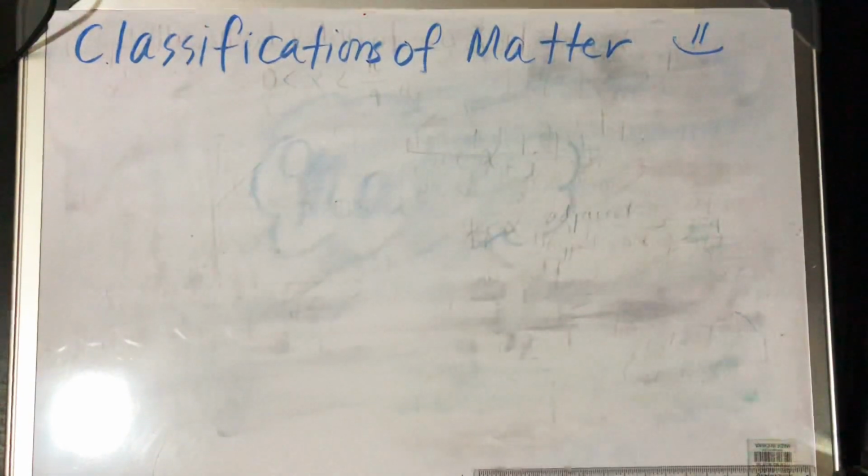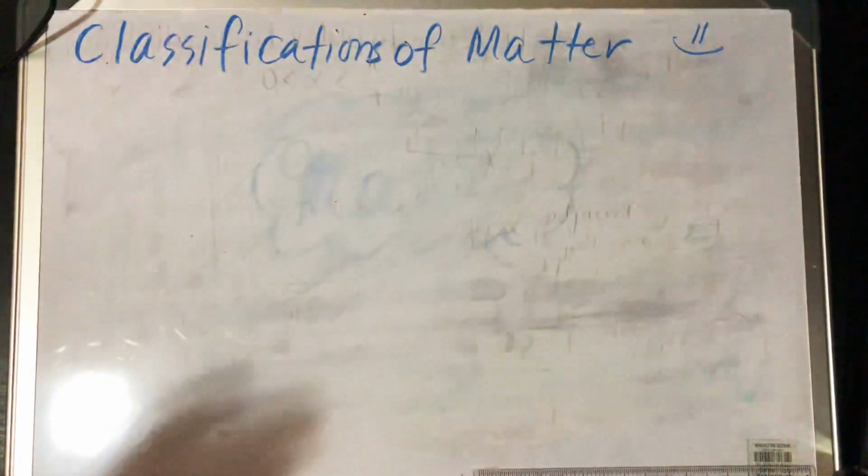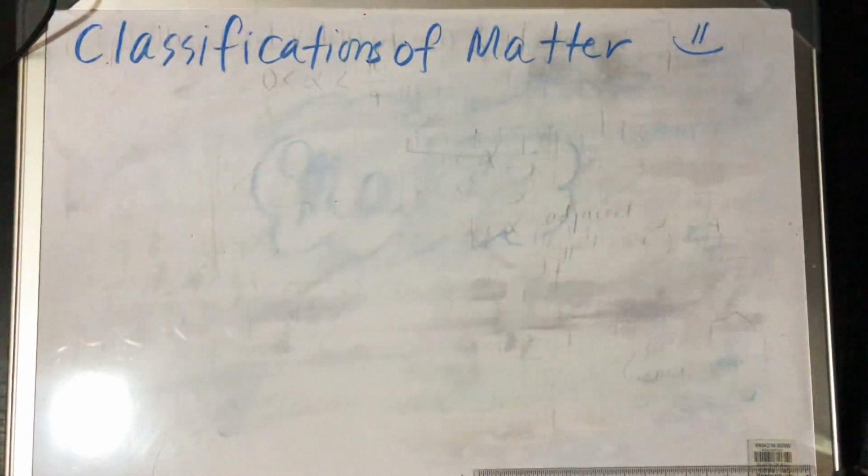Alright, now let's discuss the classifications of matter. We defined matter as everything. It is everything that we see on the street, like the trees, the cars, even those things that we can see at home, in our school. So those are matter. But the formal definition of matter is everything that has mass and occupies space, or that has volume.